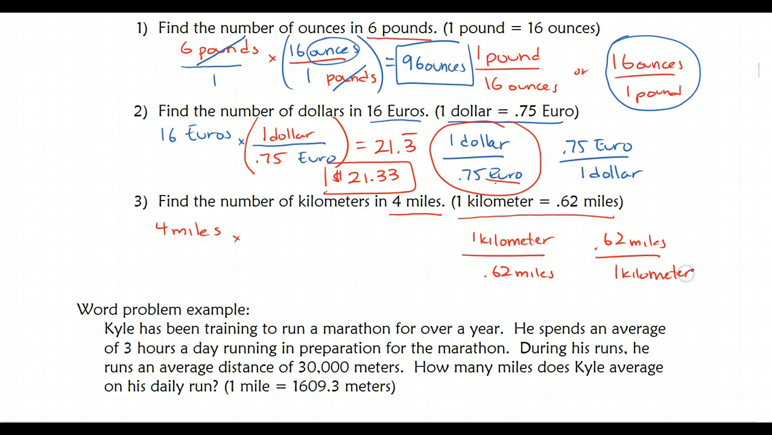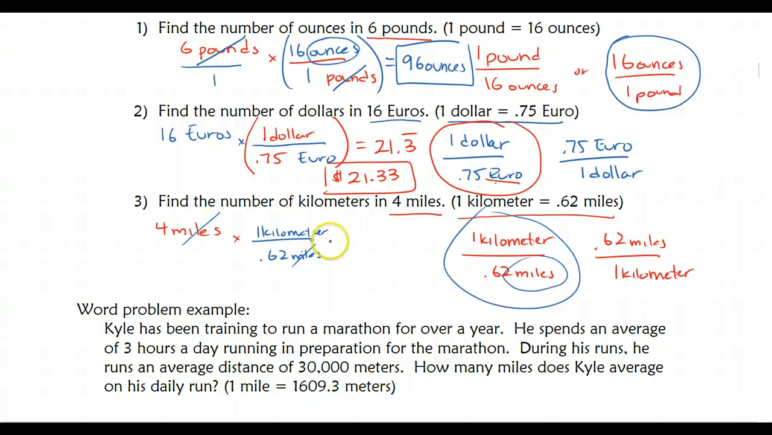We're going to choose whichever one is going to get rid of the miles and cancel out in the denominator, and that's going to be this first fraction here, because miles is in the denominator, so I'm going to choose this one. So I have 1 kilometer over 0.62 miles. And now when I multiply these, the units here for miles are going to cancel out, leaving me with kilometers. So let's go to our calculator.